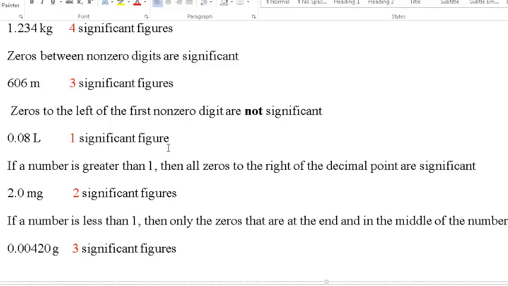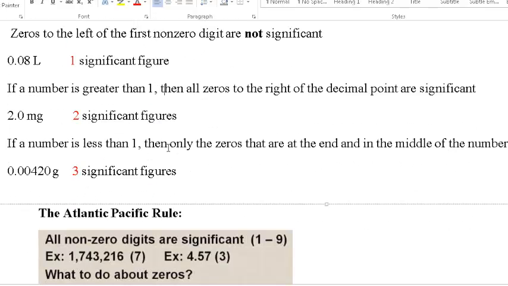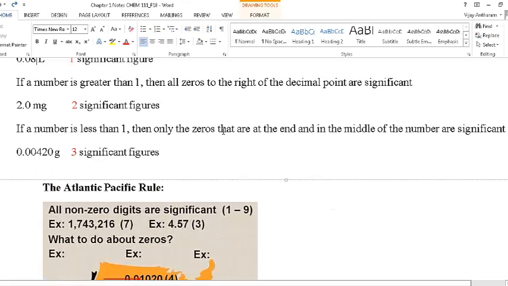There's something called the Atlantic-Pacific rule that sort of makes this kind of easy. If a number is greater than 1, then all zeros to the right of the decimal point are significant. So 2.0 milligrams is 2 significant figures. Okay, 2.0 milligrams, that's 2 times 10 to the minus 3 grams. Let's go back here and add a 0. If I add a 0, how many sig figs do I have? It's to the right of a real digit, so this will have 2 sig figs. If a number is less than 1, then only the zeros that are at the end and in the middle of the number are significant. So at the end and in the middle, all right?